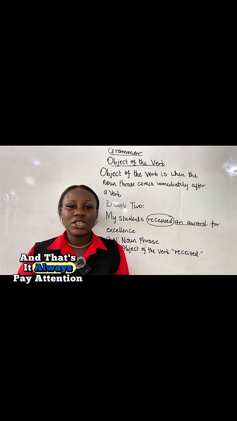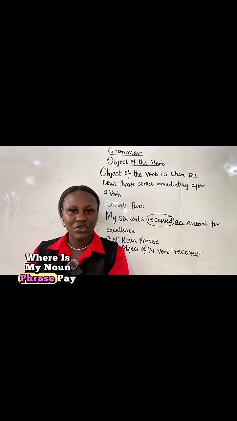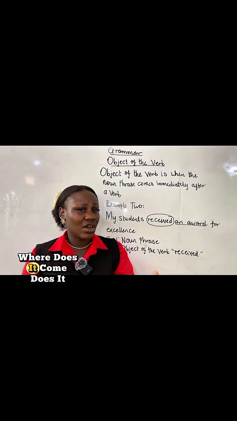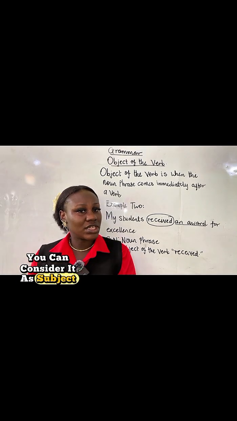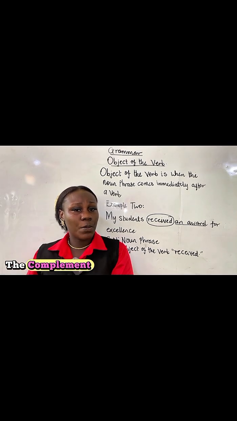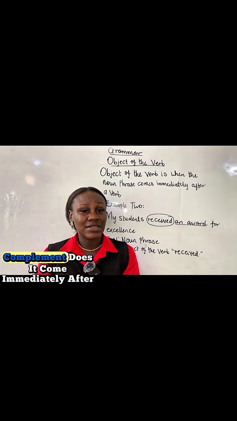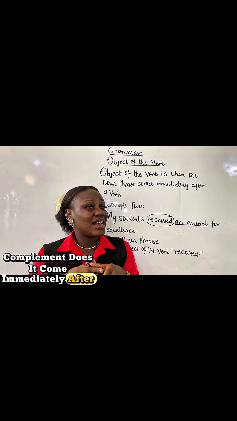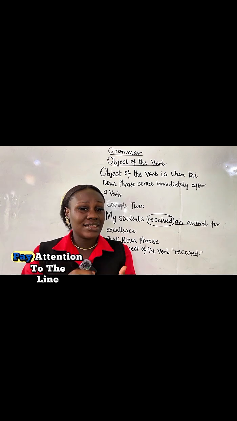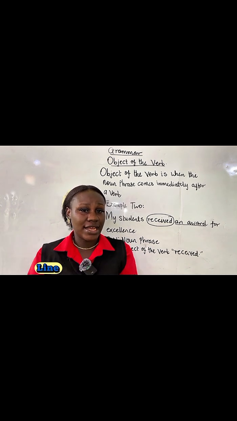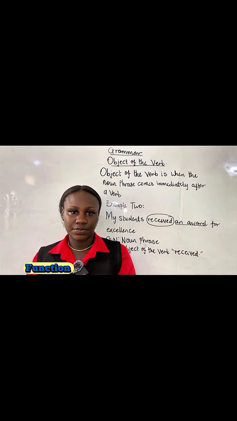And that's it. Always pay attention to the line. Look out for your noun phrase. Where is my noun phrase? Where does it come? Does it come at the beginning of the sentence? You can consider it as subject of the verb. Is it the same thing with the complement, or the complement is the same thing with the subject? You can consider it as subject complement. Does it come immediately after the verb? It is object of the verb. When you pay attention to the line, you can never go amiss in stating your grammatical name and function.